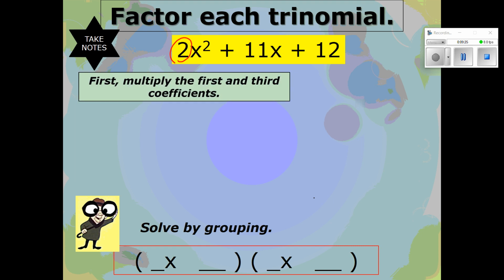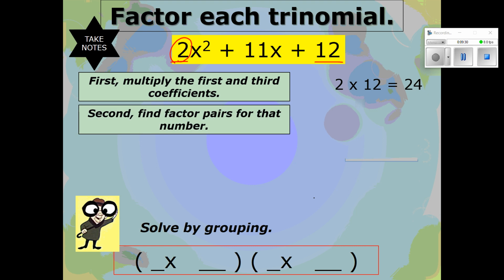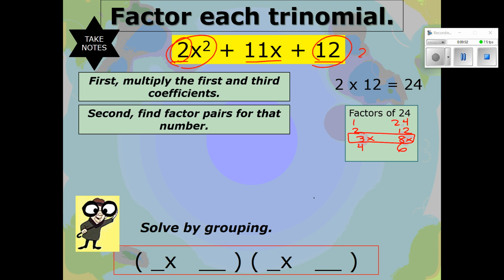So again, our first step is to multiply the first and last together, which would be 24. So we want to find factor pairs for 24. We have 1 and 24, 2 and 12, 3 and 8, 4 and 6, and we want to add together to get the 11x. So I look right here, and I know if I take a 3x and an 8x, they multiply together to get 24x squared, which is what the first term times the last term equal if you go 2x squared times 12. That is a 24x squared. And they add together to get the 11x.